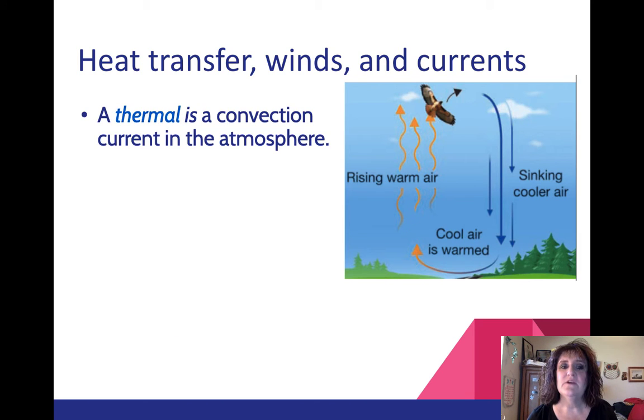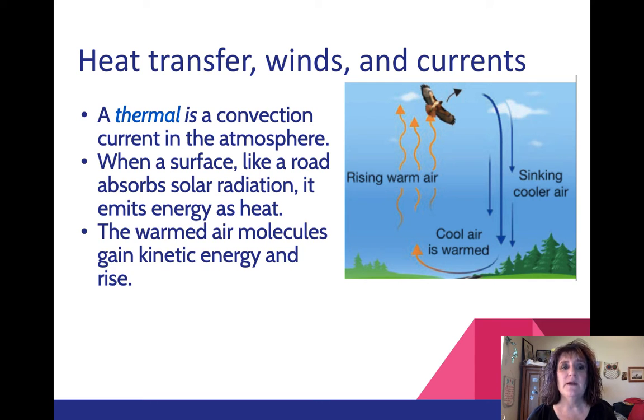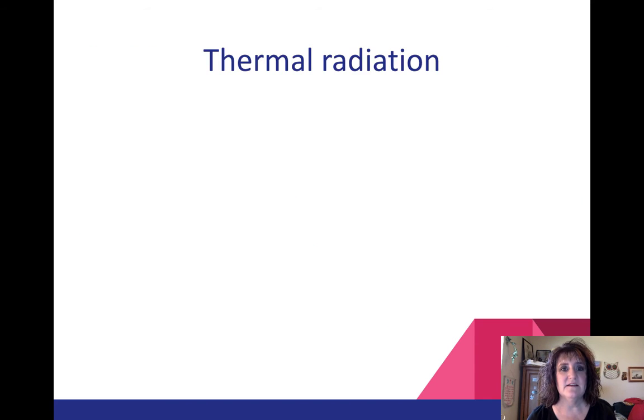Heat transfer and wind currents. A thermal in the atmosphere is a convection current. It's when a surface like a road or parking lot absorbs a lot of solar radiation and emits it as heat. The warm air molecules gain kinetic energy and rise, get cooled down, and sink. The colder air is forced aside and sinks.